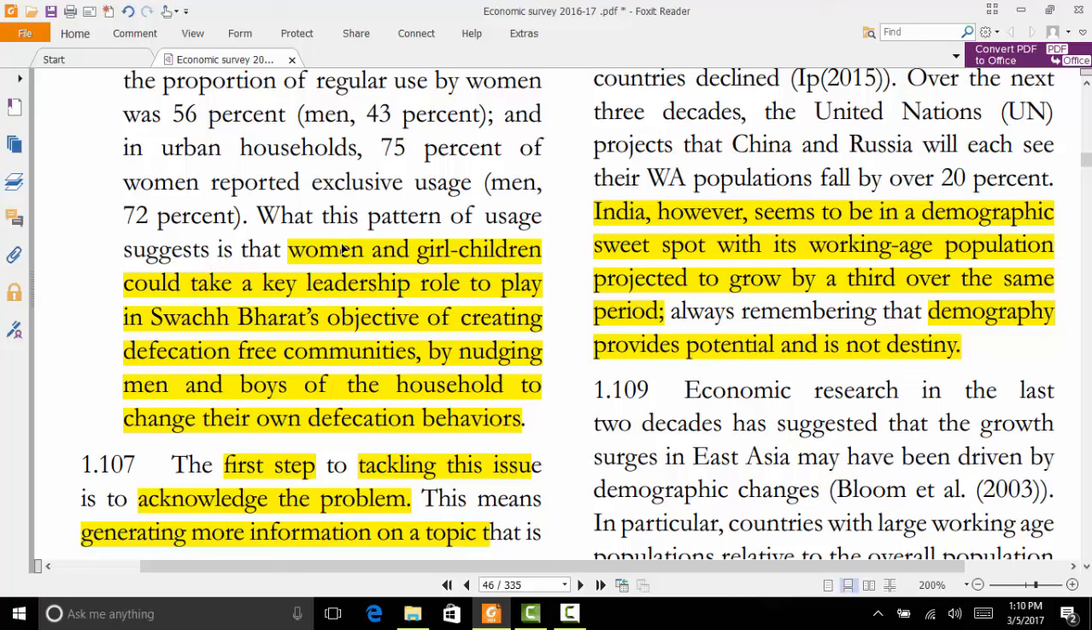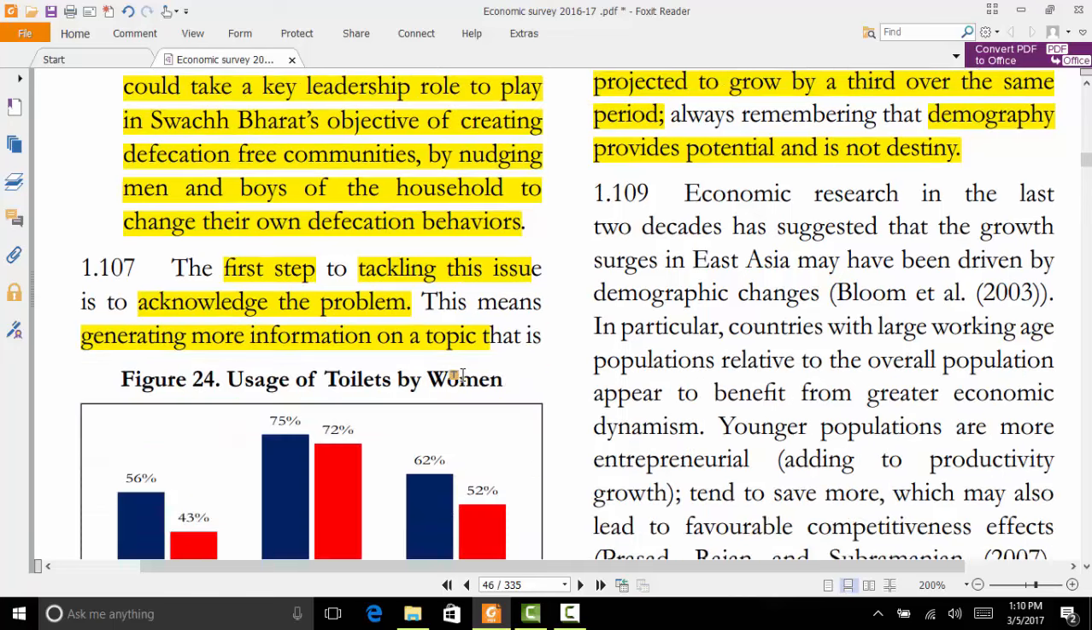Even this paragraph, this discusses in the last, you try to come to that point. Now what this pattern of use suggests is that women and girl children could play a key leadership role in Swachh Bharat's objective of creating defecation-free communities by nudging men and boys of the households to change their own defecation behaviors. Do you see that? So it's a first step to tackle the issue.